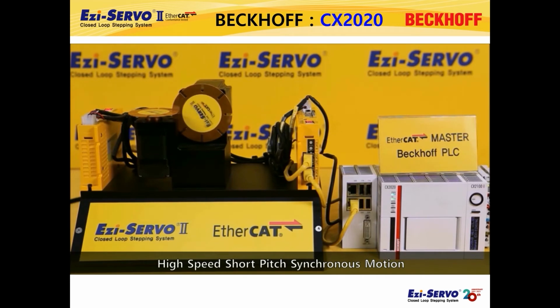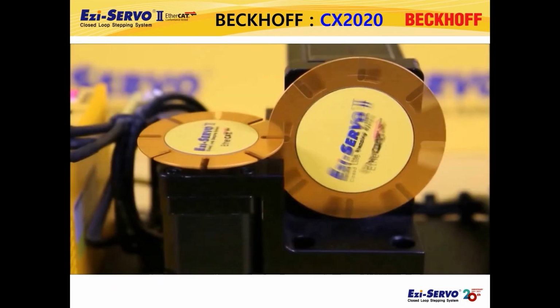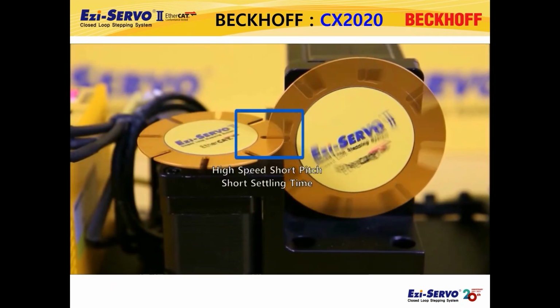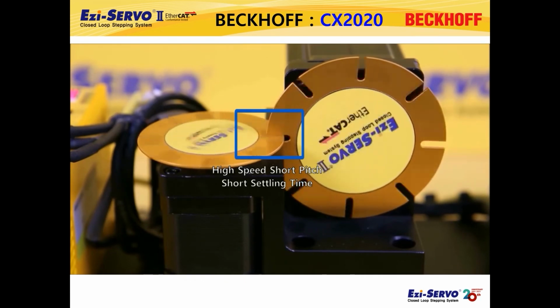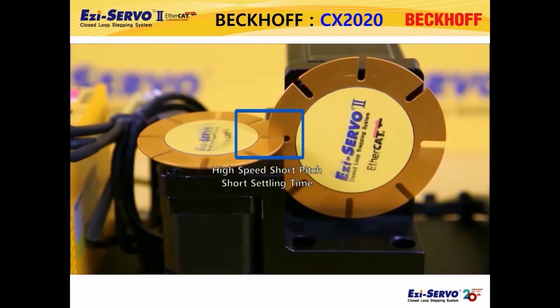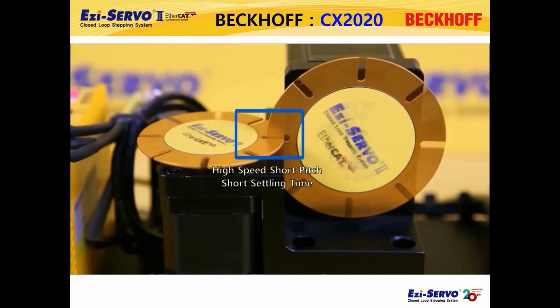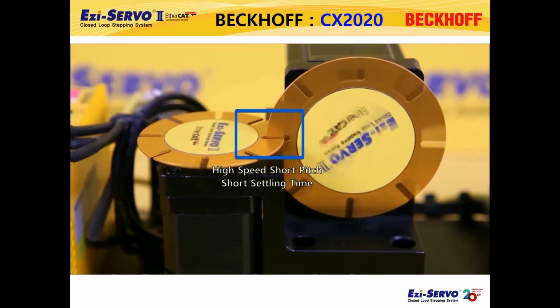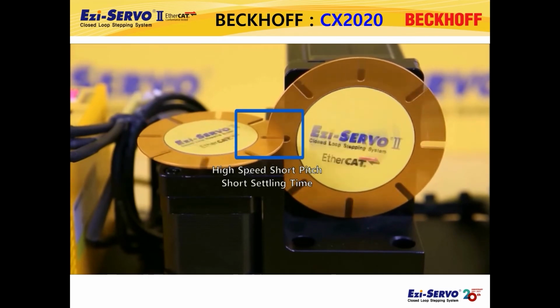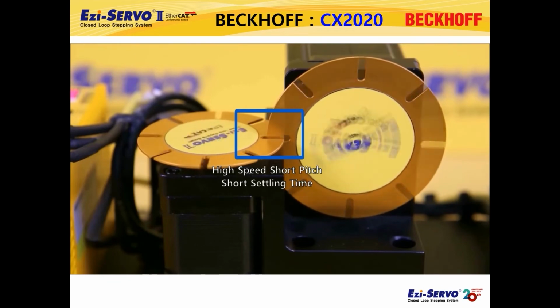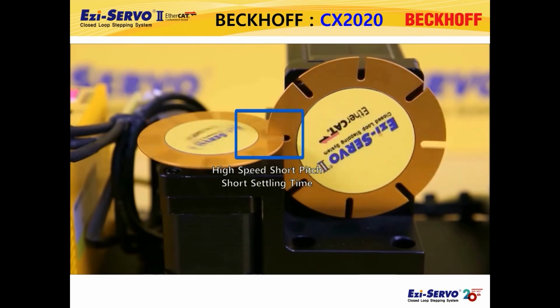This operation is possible because of accurate position control with a high-resolution encoder and the characteristics of a stepping motor without hunting. Because Ezi-SERVO EtherCAT is a closed-loop stepping system product, accurate position control is possible with a high-resolution encoder up to 20,000 ppr resolution. Also, Ezi-SERVO EtherCAT suits well with high-speed, short-pitch motion because it doesn't have hunting after stop, thanks to the characteristic of a stepping motor.